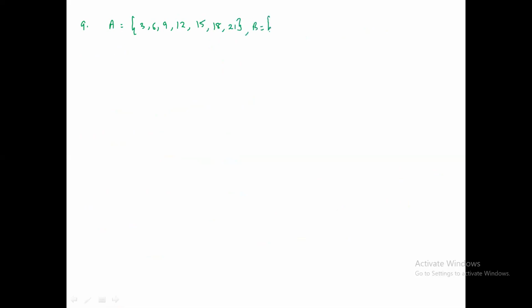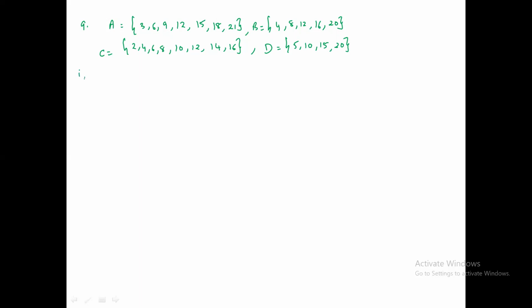Next, B is having 4, 8, 12, 16, 20. C is having 2, 4, 6, 8, 10, 12, 14, 16. And D is having 5, 10, 15, 20. You have to find a few sets.